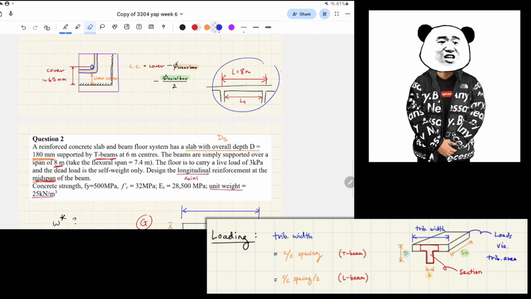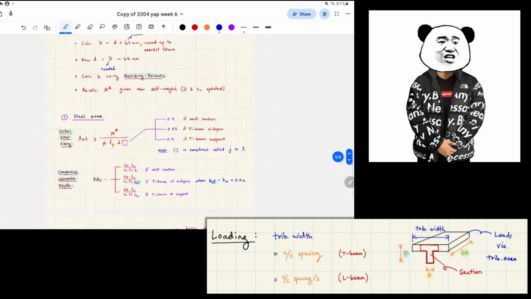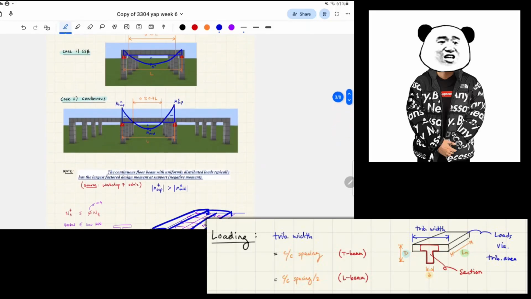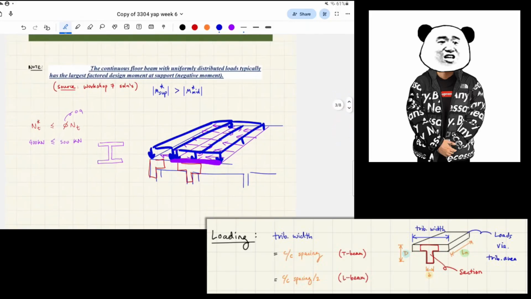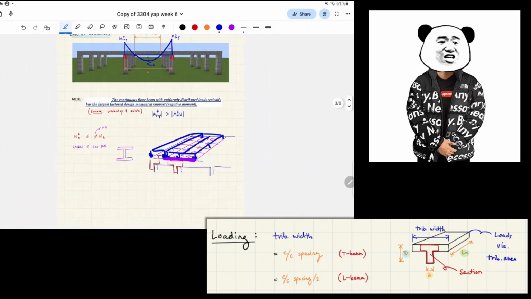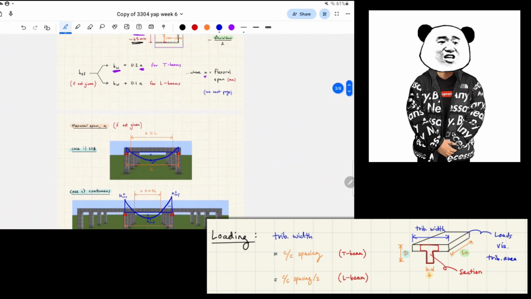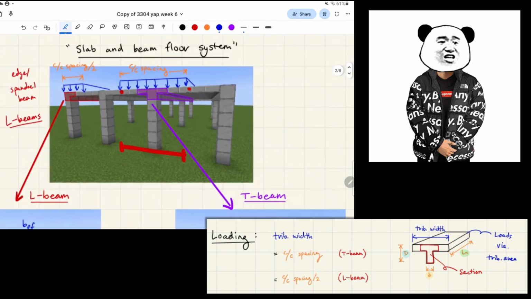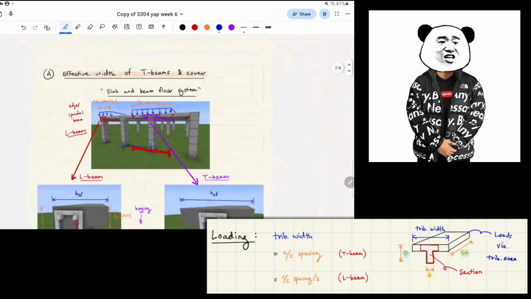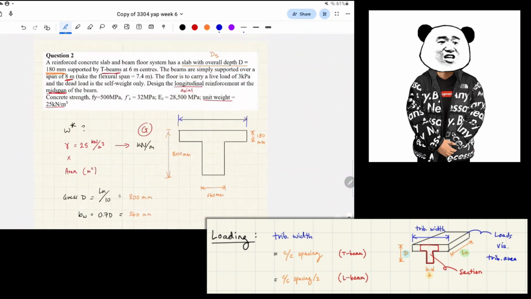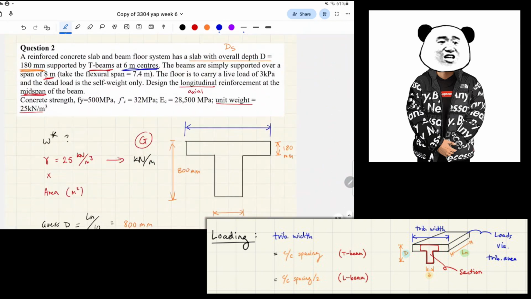But if I go over to my Minecraft drawing, we care about the other way. 6 meters. Very good. So we don't care about the span direction. We care about this center to center spacing of the columns. Good job, Sissy. It's 6 meters there. It says the T beams are at 6 meter centers.